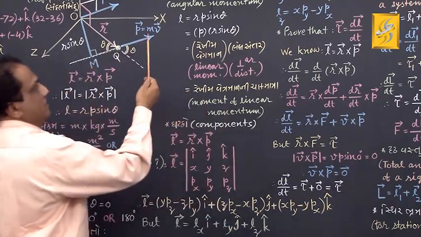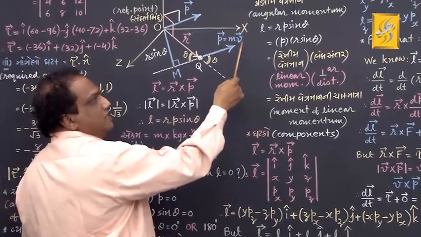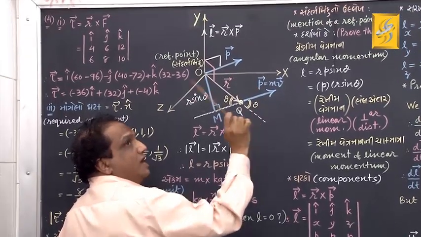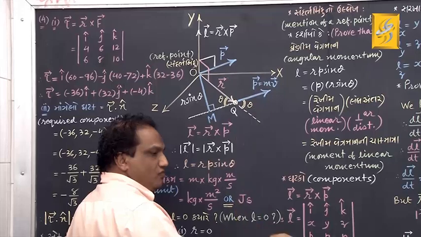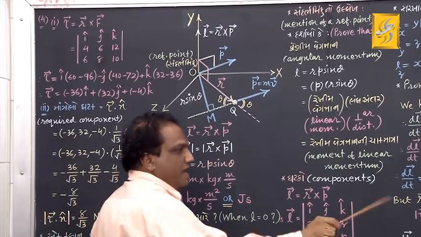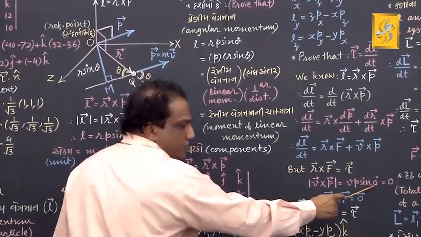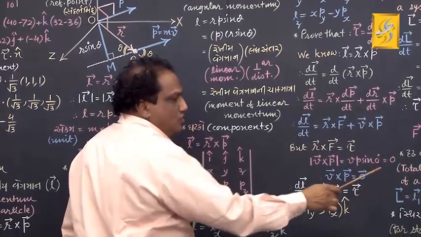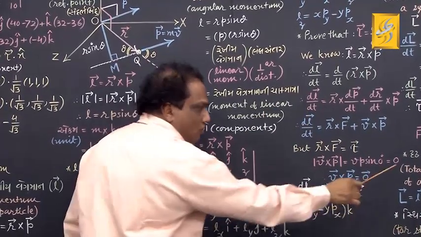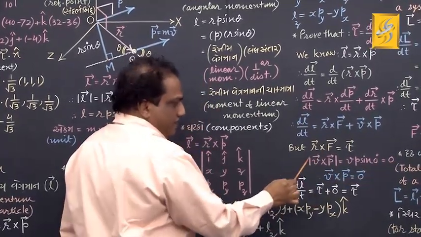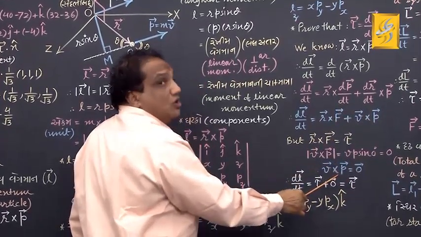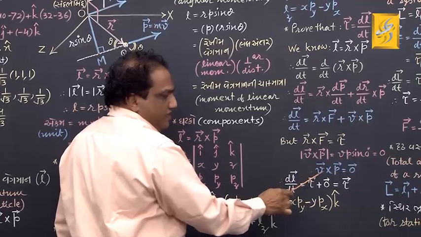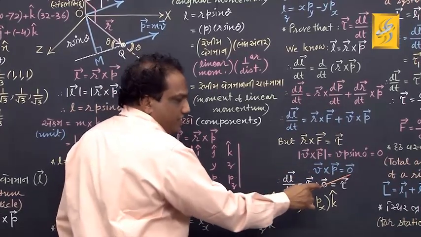But here you can see, whatever is the direction of velocity, same is the direction of momentum. I mean to say these two vectors point in the same direction. And if two vectors point in the same direction, then the angle between them is 0 degrees and sine 0 is 0. 0 into this would be 0. Any vector whose magnitude is 0 is called a 0 vector. So, vector v cross vector p, you must write 0 vector.